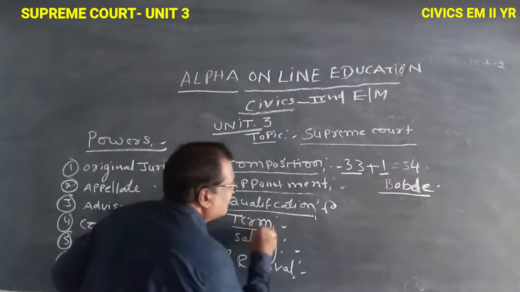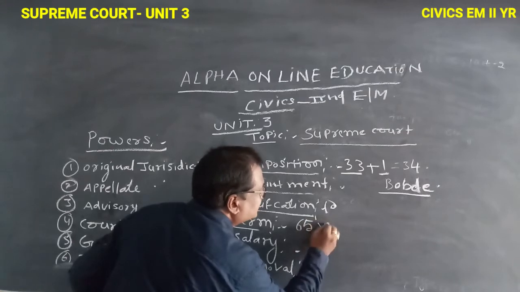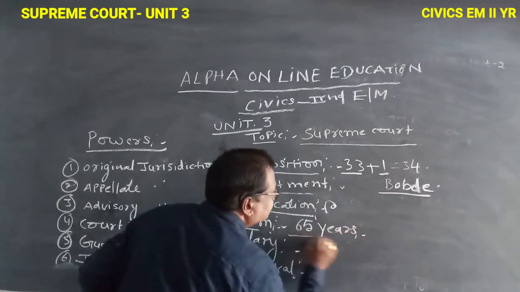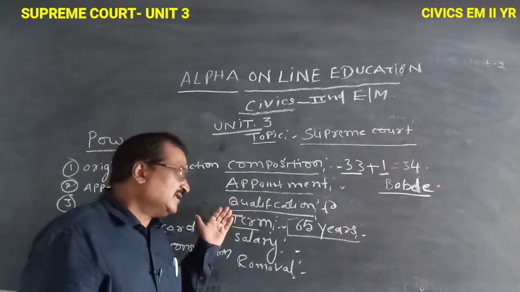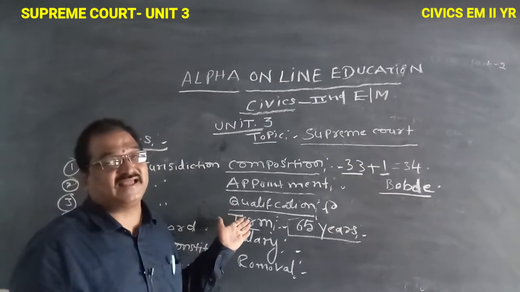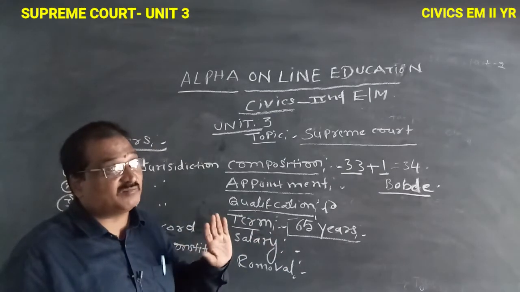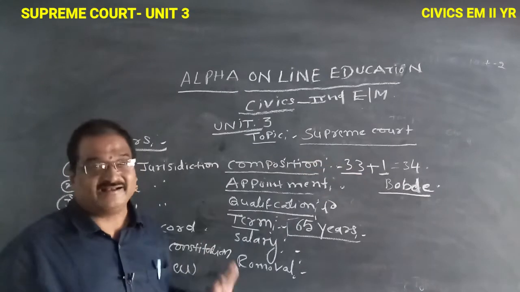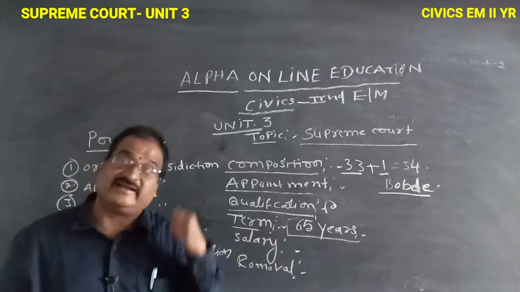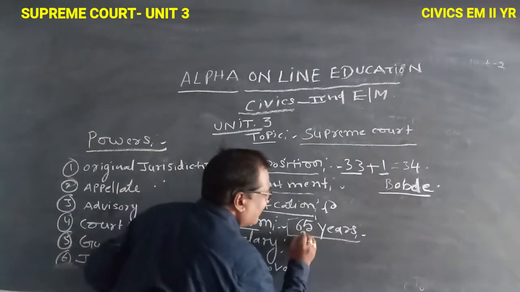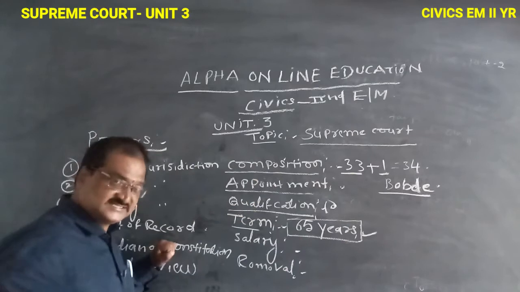And then the term of the Indian Supreme Court Chief Justice and other judges is up to 65 years. Those who complete 65 years retire. This is the age limit. The Chief Justice of India retires when he completes 65 years, and other judges also retire when they complete 65 years. So 65 years is the retirement age of the Chief Justice and other judges.